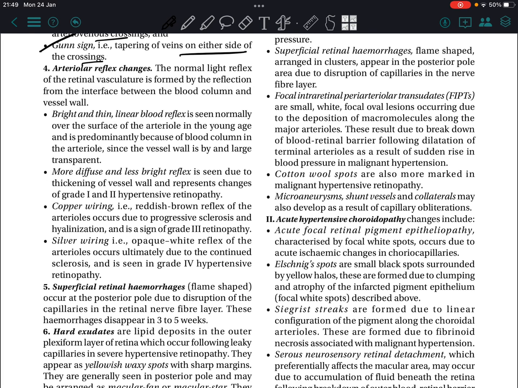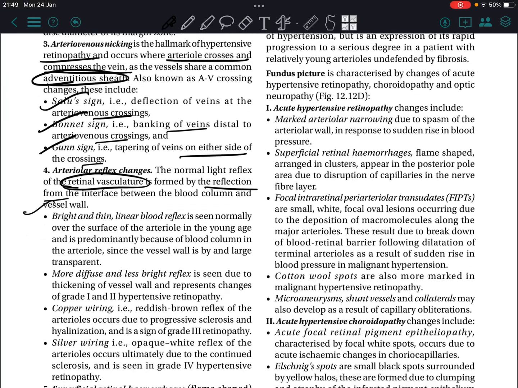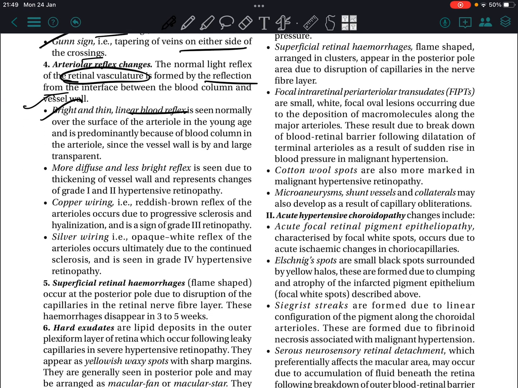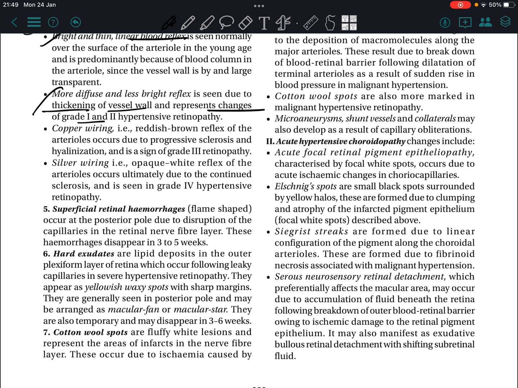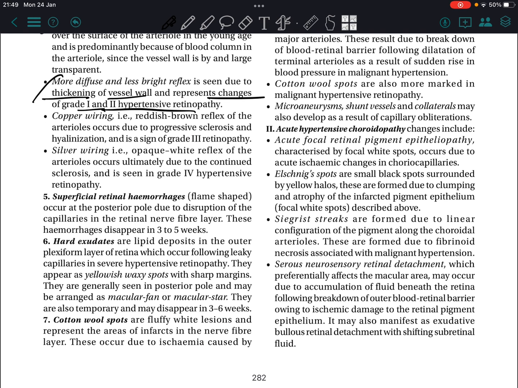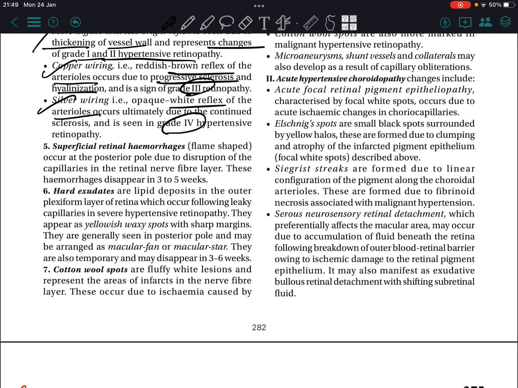Arterial reflex changes: the normal light reflex of retinal vasculature is formed by refraction from the interface between blood column and vessel wall. A bright and thin linear blood reflex is seen normally over the surface of arterioles, predominantly because of the blood column in the arteriole. A more diffuse and less bright reflex is seen due to thickening of vessel wall and represents changes of grade 1 and grade 2 hypertensive retinopathy. Copper wiring, a reddish brown reflex of arterioles, occurs due to progressive sclerosis and hyalinization and is a sign of grade 3 retinopathy. Silver wiring, grade 4, an opaque white reflex of arterioles, occurs ultimately due to continuous sclerosis.